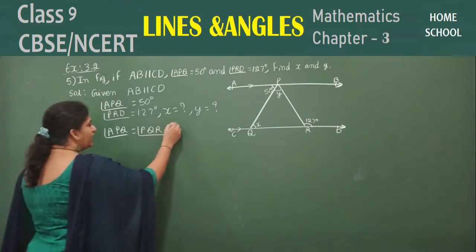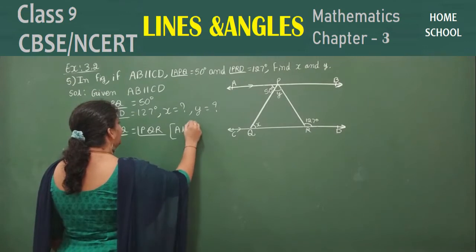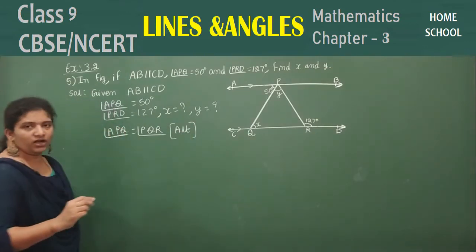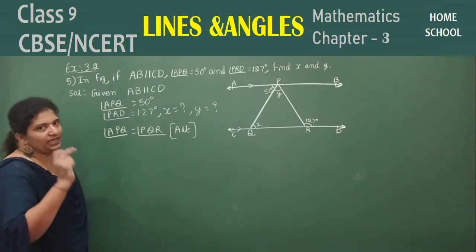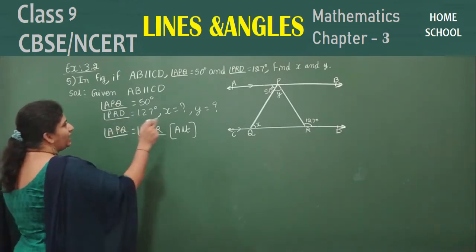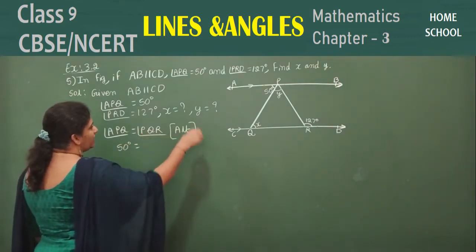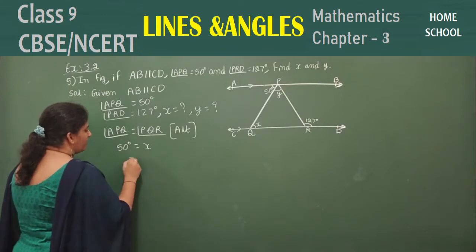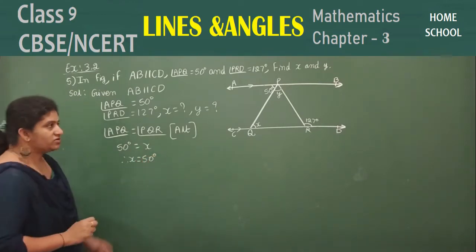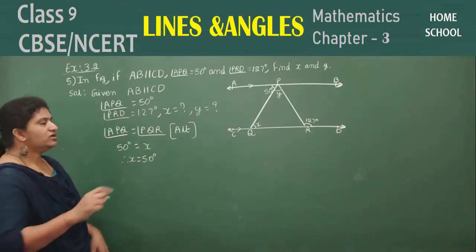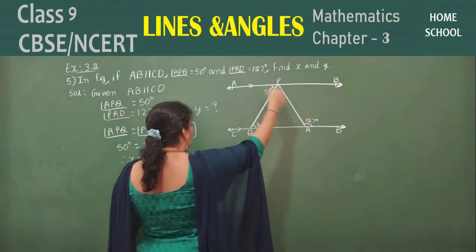How did I write the statement here? By alternate angles. The alternate interior angles in between two parallel lines are equal. So now, angle APQ is how much? 50 degree. And angle PQR is X. Therefore, X is equal to 50 degree. Right? So still what you need to find? Y. So you need to find Y. Means first let me find this complete angle.